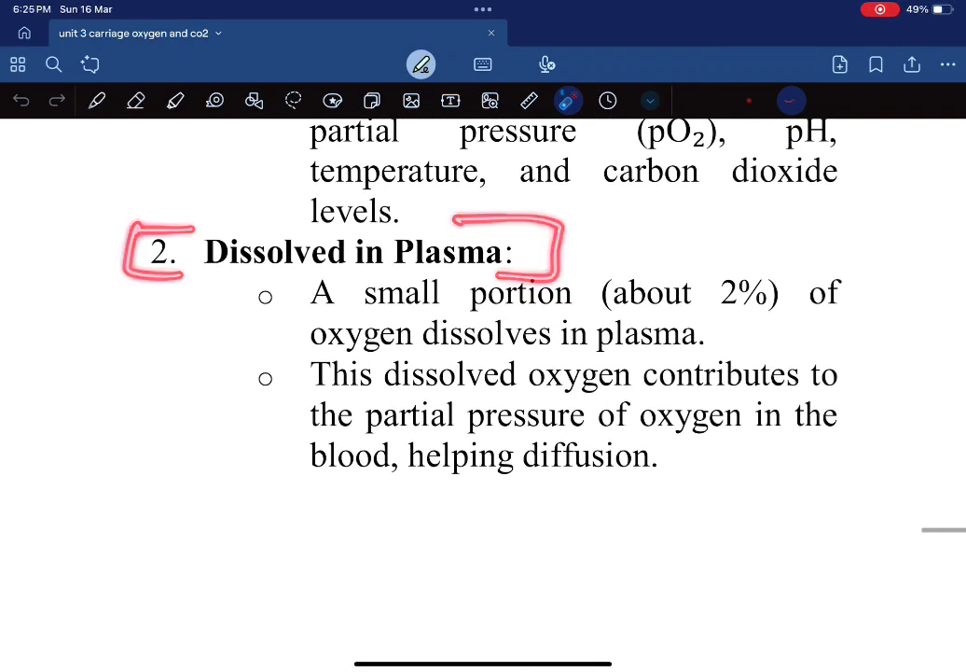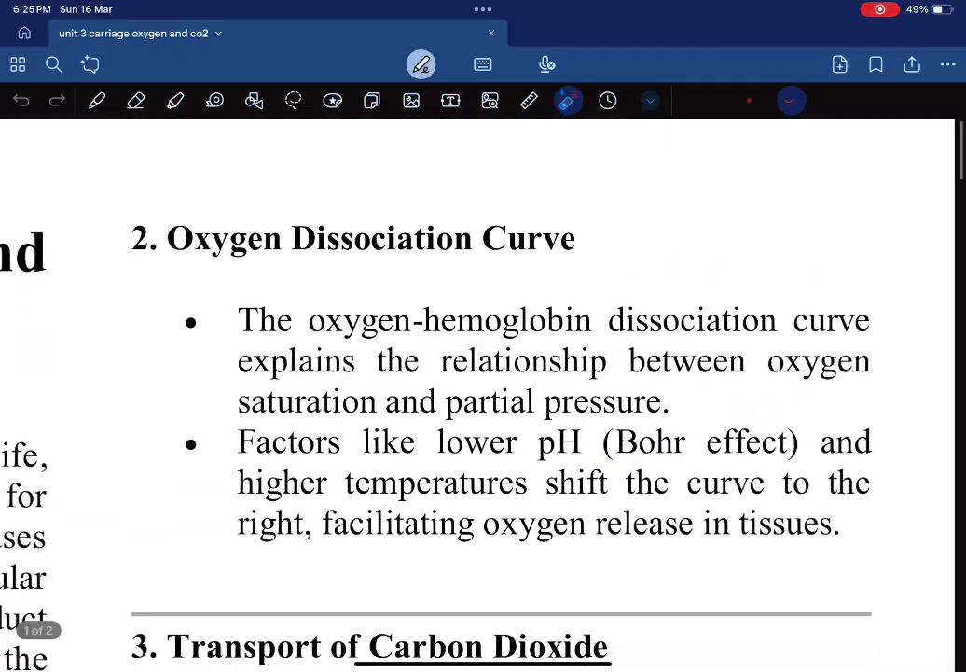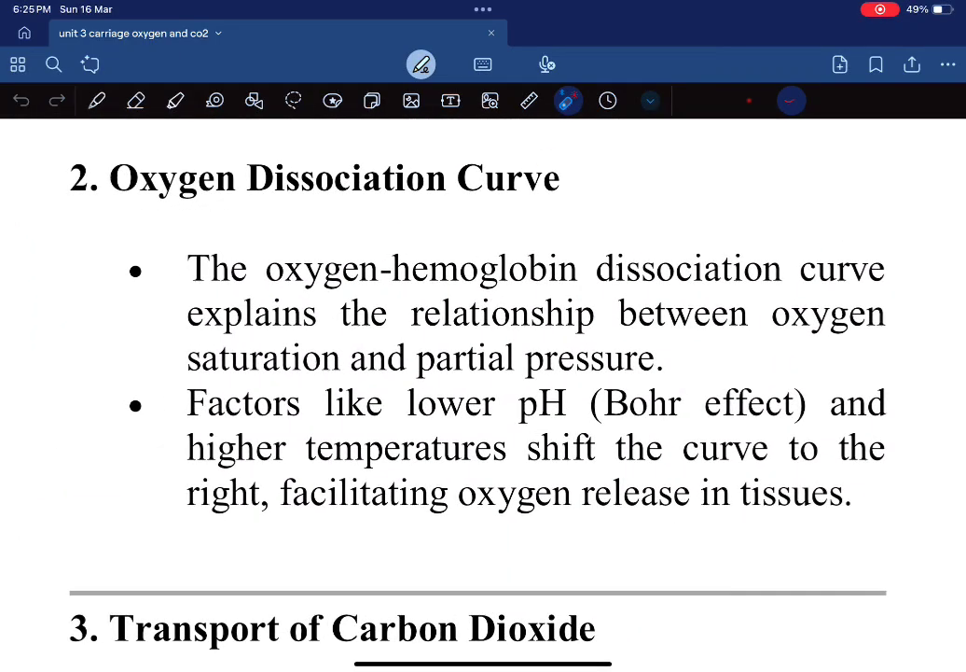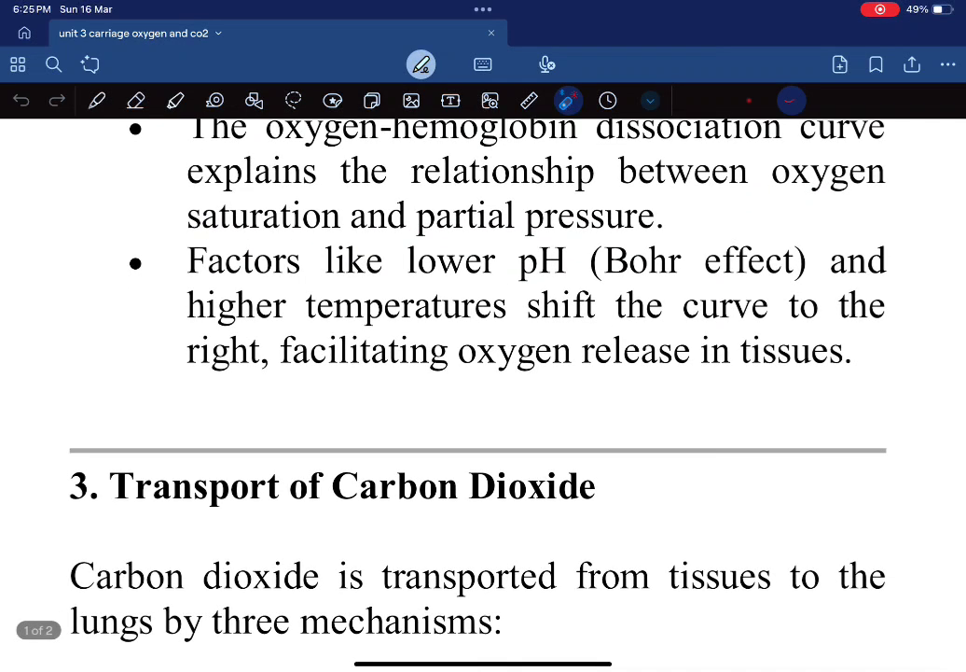Second, dissolved in plasma. A small portion, about 2% of oxygen, is dissolved in plasma. This dissolved oxygen contributes to the partial pressure of oxygen in the blood, helping diffusion. Second, oxygen dissociation curve. The oxygen-hemoglobin dissociation curve explains the relationship between oxygen saturation and partial pressure. Factors like lower pH and higher temperature shift the curve to the right, facilitating oxygen release in tissue.